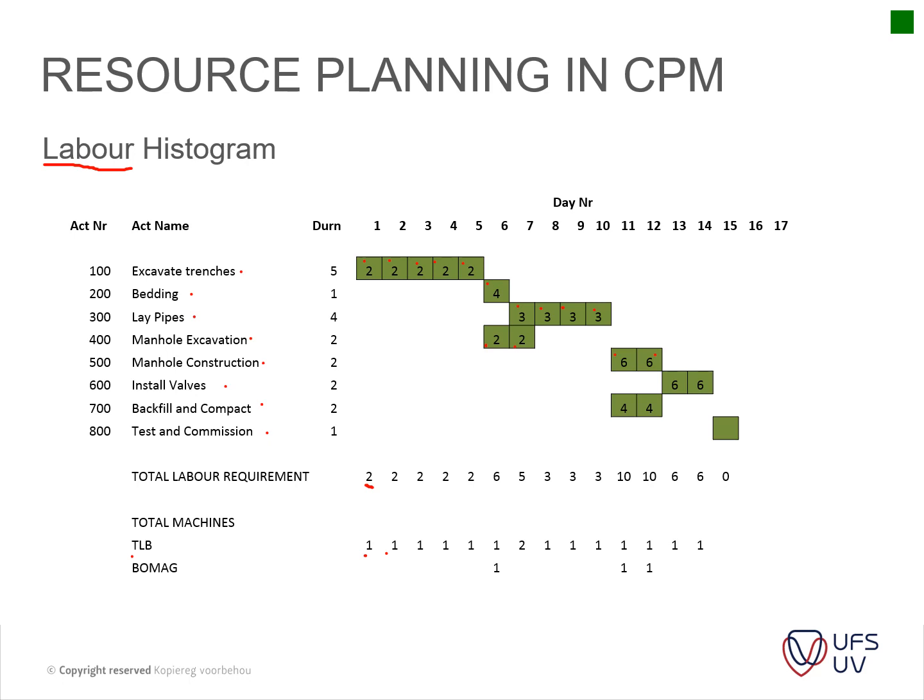And then for your bedding, that is now for putting it back into the trenches. There you can actually use 4 people. You still need 1 TLB, but it goes quick. It's just a backfill, and then you've got compaction, so you need a Bomag and you need your TLB. But there you've got 2 items going. You've got your bedding going, and you've got your manual excavations also running at the same time.